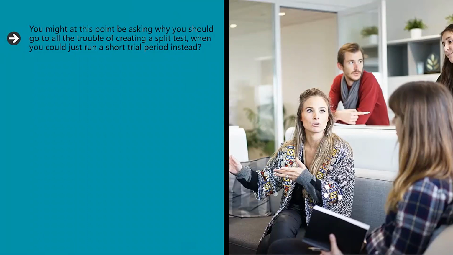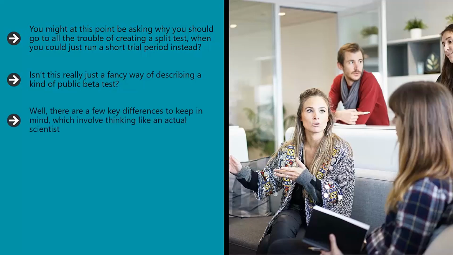You might at this point be asking why you should go to all the trouble of creating a split test when you could just run a short trial period instead. Why color the prawn shops red and then wait for them to collect enough actionable data? Isn't this really just a fancy way of describing a kind of public beta test? Well, there are a few key differences to keep in mind, which involve thinking like an actual scientist, because that's what this is emulating. FYI, this is precisely the same technique used in research.